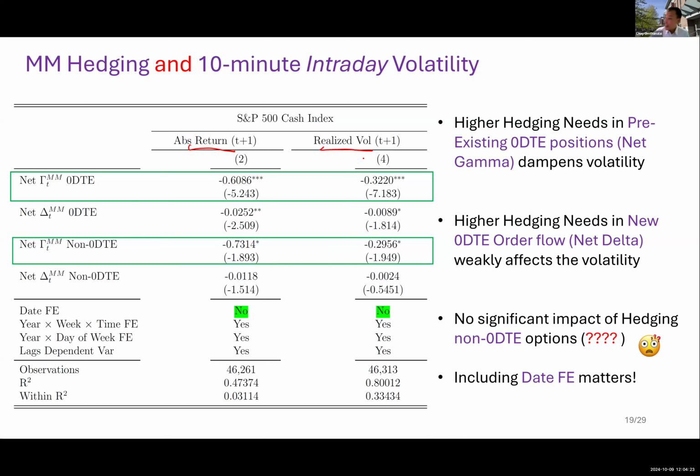And in fact, the magnitudes of net delta from zero DTE versus non-zero DTE are very similar to each other. What this suggests is that at the daily level of hedging, market makers are hedging zero DTE and non-zero DTE in the same manner, which affects volatility at the daily level, but not at the intraday level.